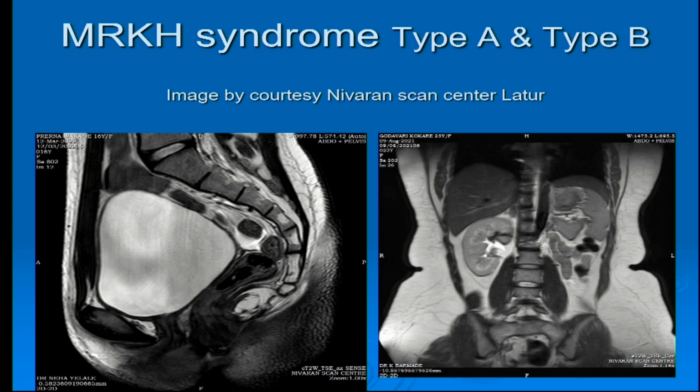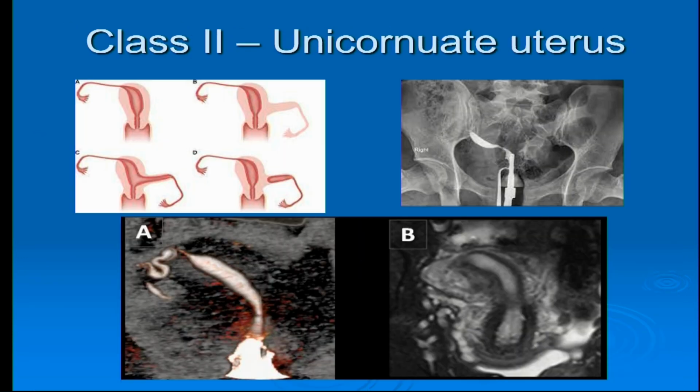Class 2 anomaly is unicornuate uterus, and there are subtypes where the other horn may be atrophic, totally absent, or stenotic like this. Classically we can diagnose it on HSG, by installation of contrast, the CT HSG, or MR without any contrast, and it is very readily diagnosed on MR.